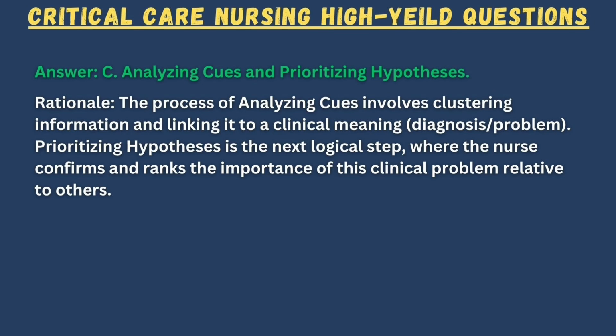Rationale. The process of analyzing cues involves clustering information and linking it to a clinical meaning, diagnosis, or problem. Prioritizing hypotheses is the next logical step, where the nurse confirms and ranks the importance of this clinical problem relative to others.